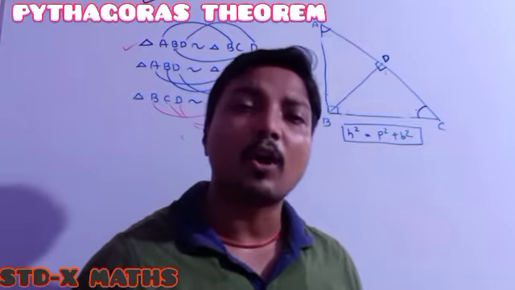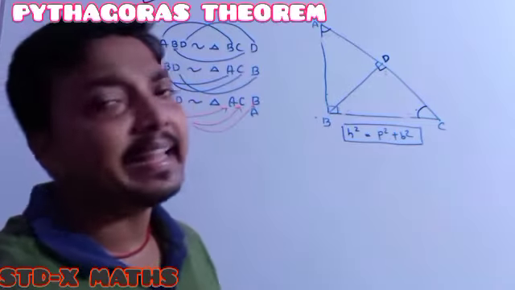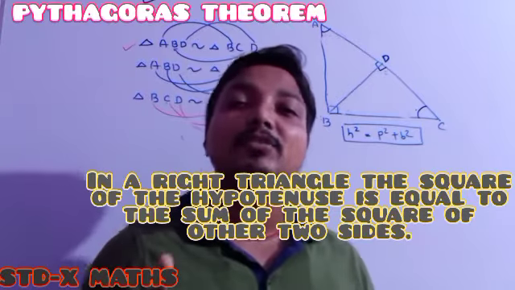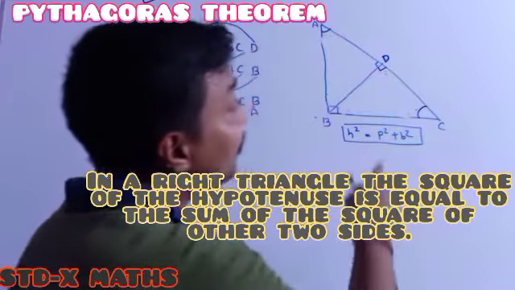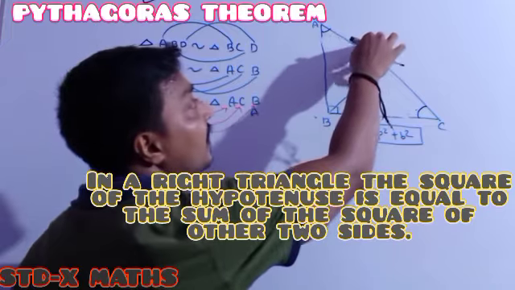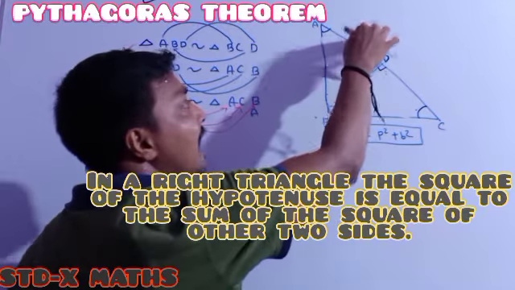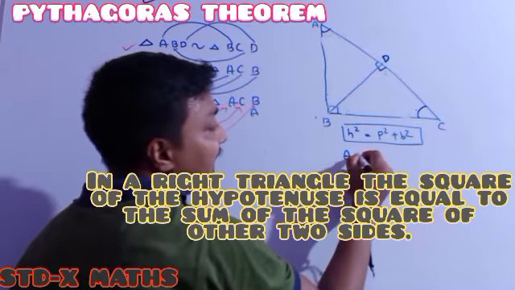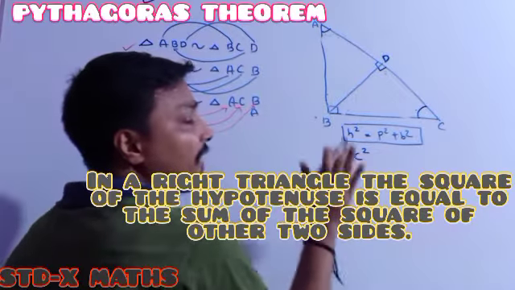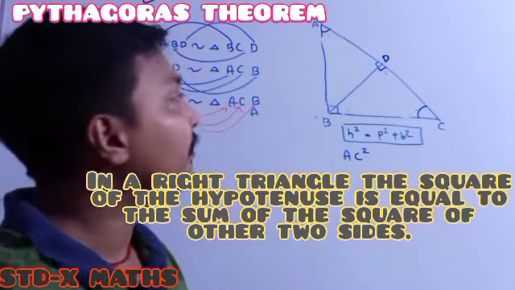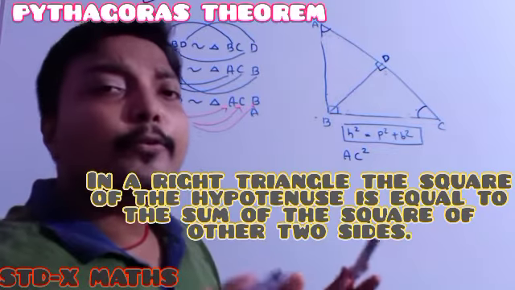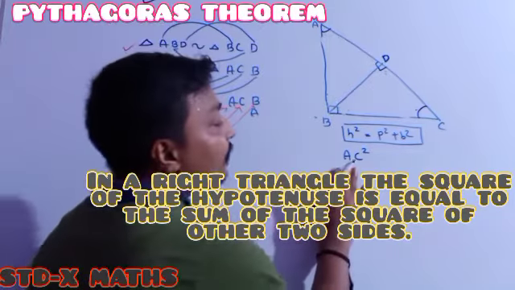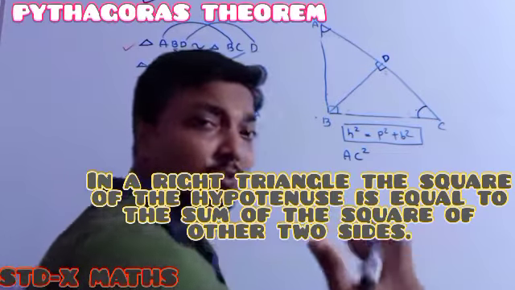It may be asked, otherwise it may be asked, that in a right angle triangle, you just have to prove the square of the hypotenuse, meaning AC. You just have to show in a right angle triangle the square of the hypotenuse. See attentively, okay? You just have to prove in a right angle triangle, the square of the hypotenuse. Otherwise it is also a statement.